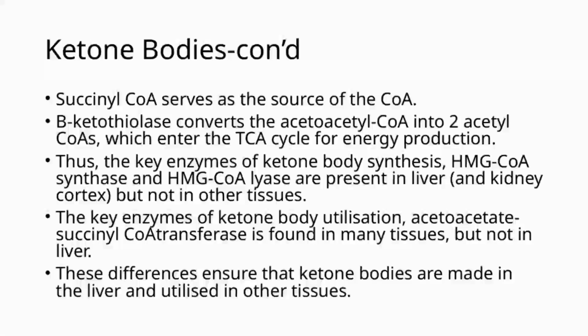This distribution of enzymes ensures that the liver is the main site of ketone body production, while other tissues, like muscle and brain, are equipped to utilize these ketone bodies for energy. So, in essence, these differences in enzyme locations are what allow the body to efficiently produce and use ketone bodies as an alternative energy source during fasting or low carbohydrate conditions. Let's continue exploring ketone bodies and their role in our metabolism.